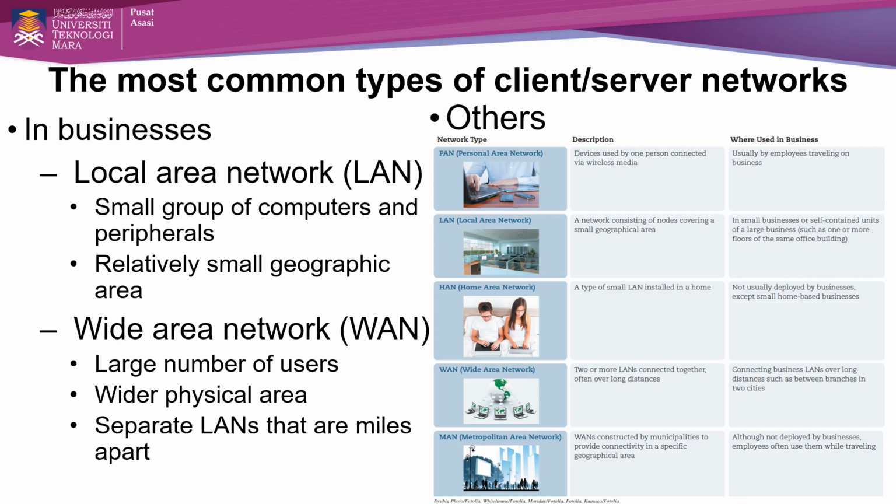For example, UiTM has several branches in several towns in Malaysia. The LAN at Dengkil campus is connected to the LAN at Puncak Alam campus, forming one WAN connected either by dedicated telecommunications lines or by satellite links. Students on both campuses can share data and collaborate through the WAN. Other types of client-server networks are PAN, Personal Area Network, HAN, Home Area Network, and MAN, Metropolitan Area Network.